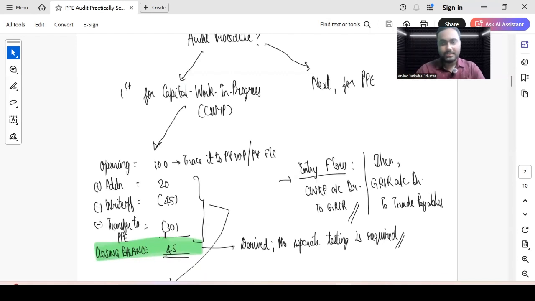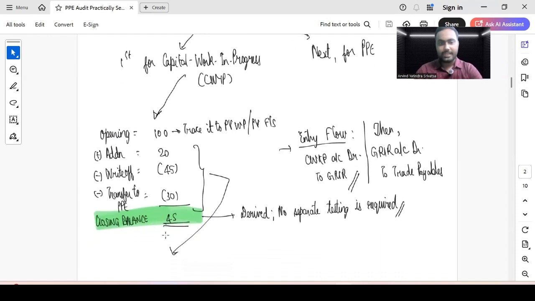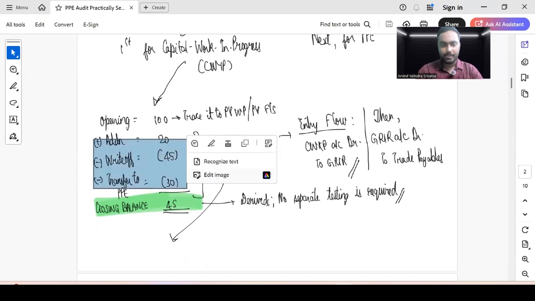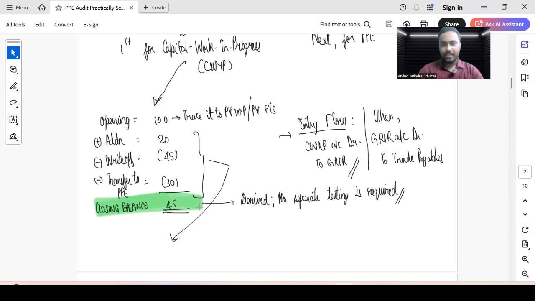Yeah. So now let's just look at the testing strategy for each of these items, guys. For opening, we said that we are going to trace it to the previous year financials. So that is not a very big deal. We need to look at the testing strategy for additions, write-off, and transfer to PPE. And for closing balance, we don't need to do any testing, guys, because we are tracing the opening to our previous year financials.